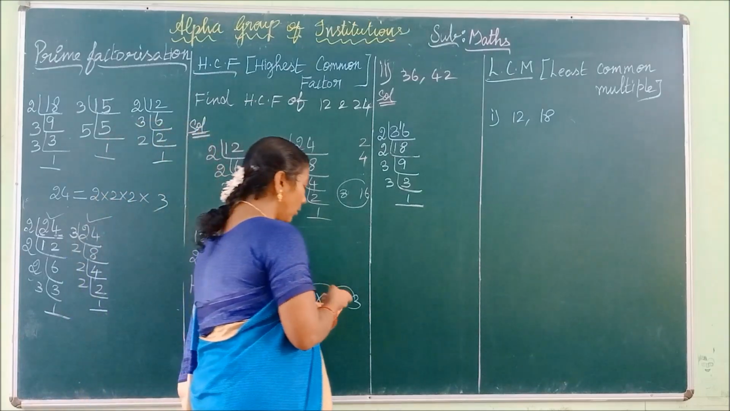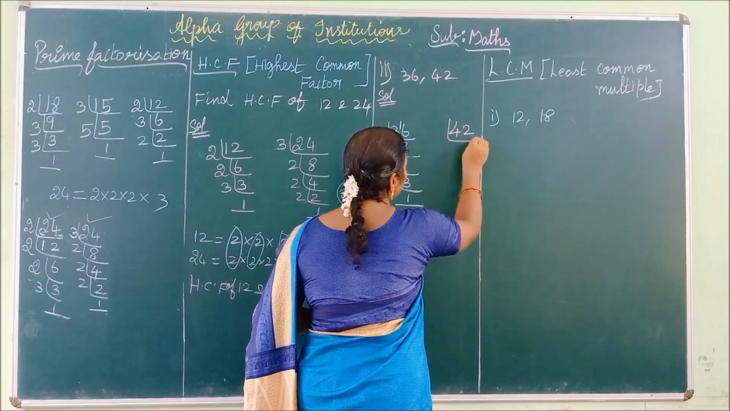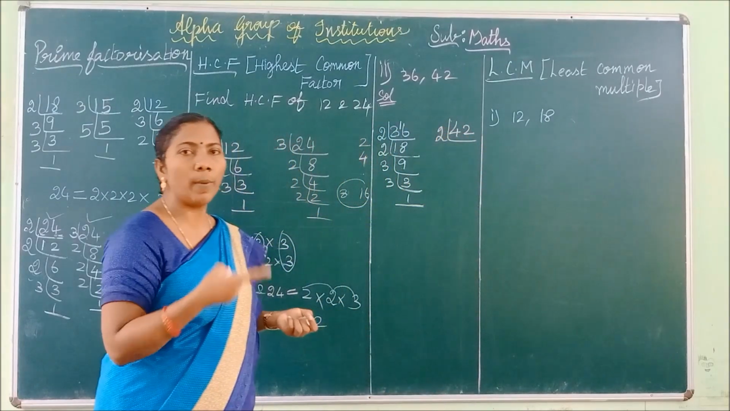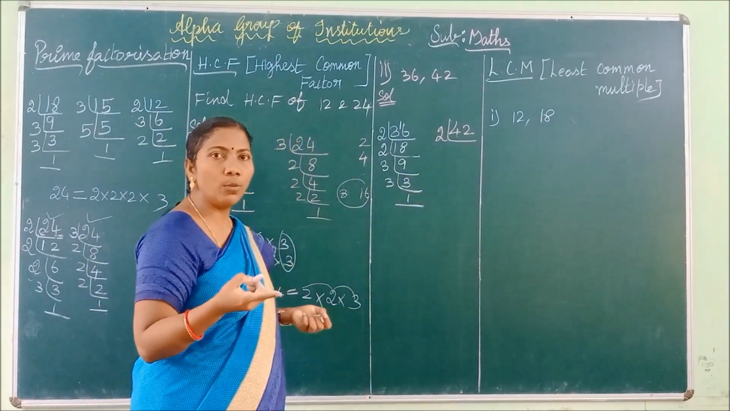Okay. Next we are going to factorize the number 42. First I am choosing my divisor as 2. See here, this is also divisible by 3, because the sum of the digits 4 plus 2 is 6. So it is divisible by 3.